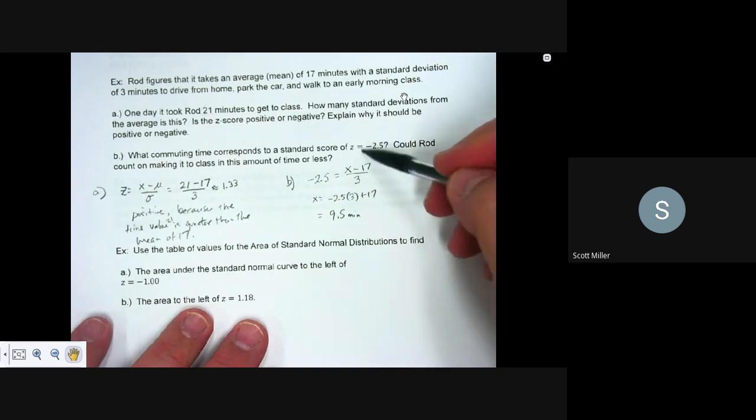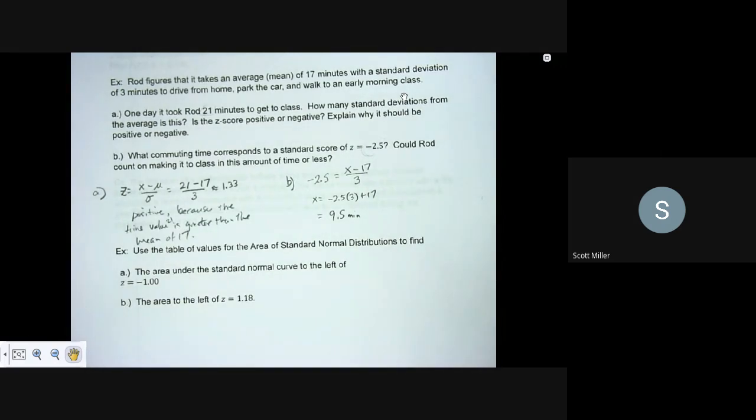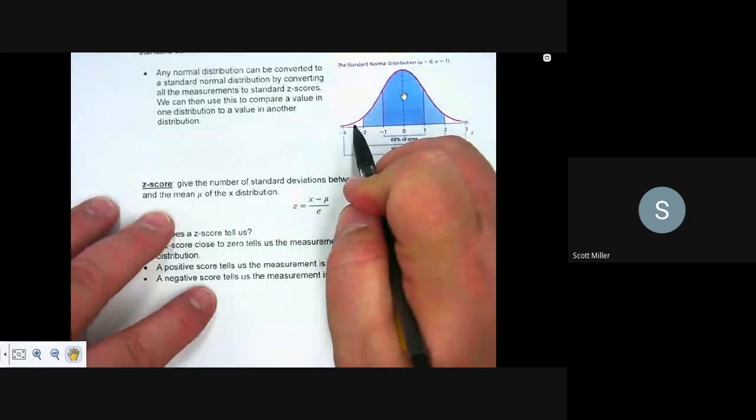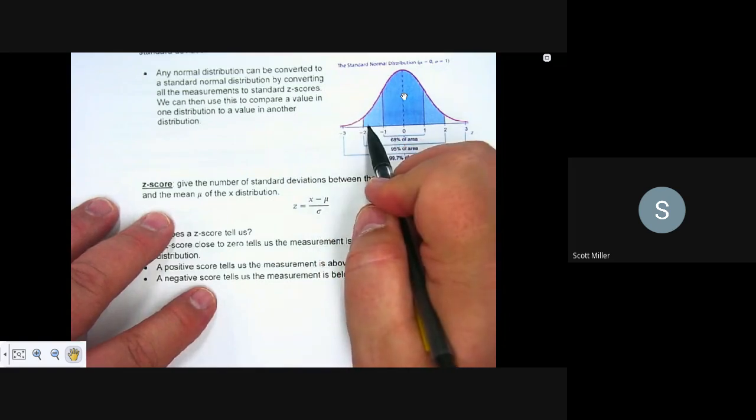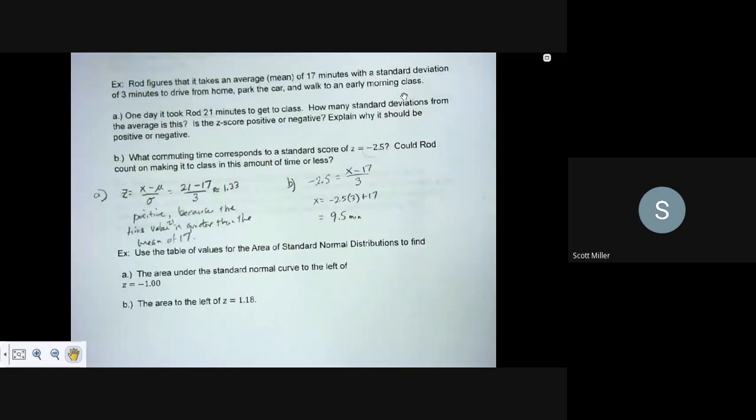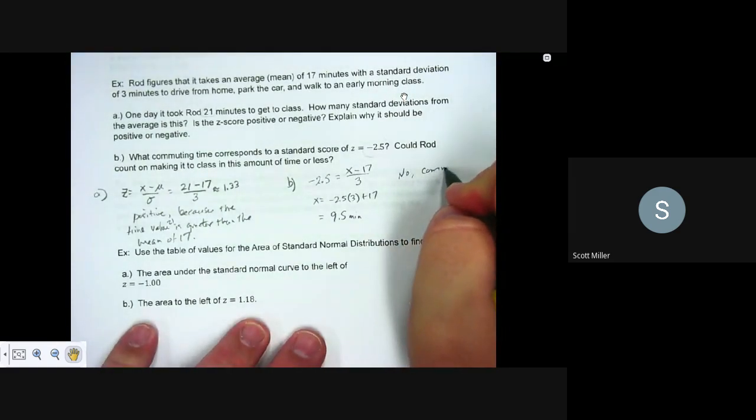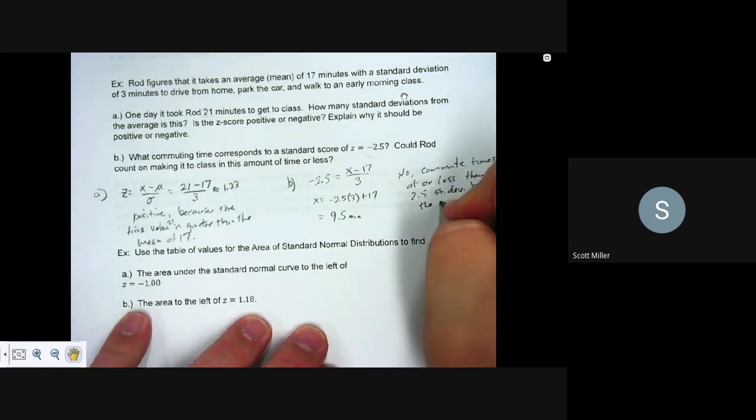And, well, what does that mean? That means that you are basically 2.5 standard deviations away from the mean, which means you're way over here. What are the chances that you're able to get to this one? Knowing that 95% of all times are going to be between these two, that's where negative 2.5 is. Very small chance of you being able to make it in that time frame. So I would say, in this case, no, that commute times at or less than 2.5 standard deviations below the mean are extremely rare. Not likely to happen.